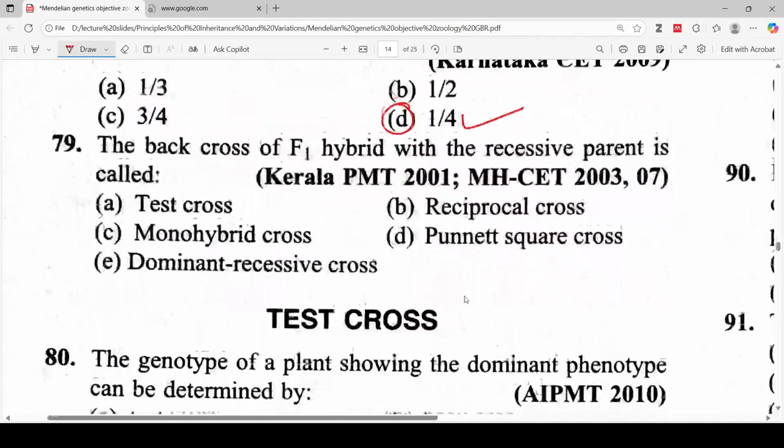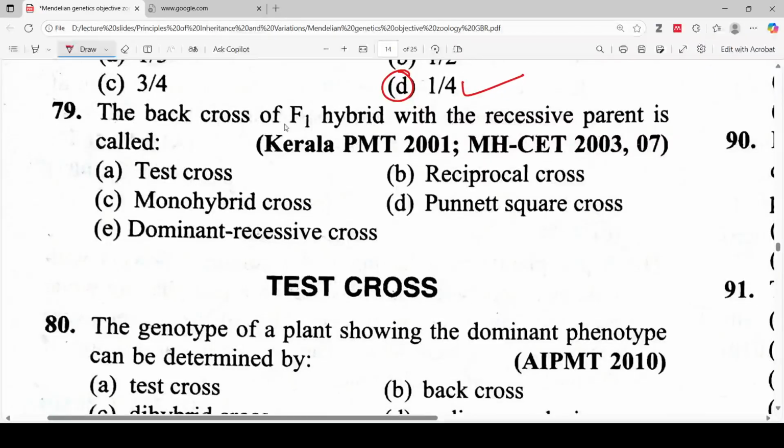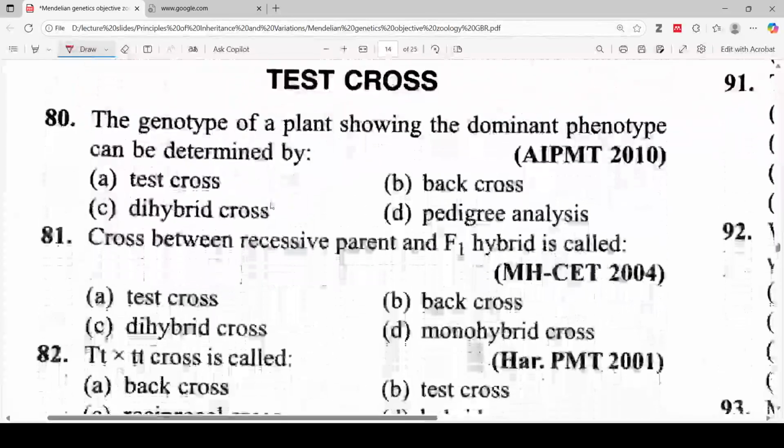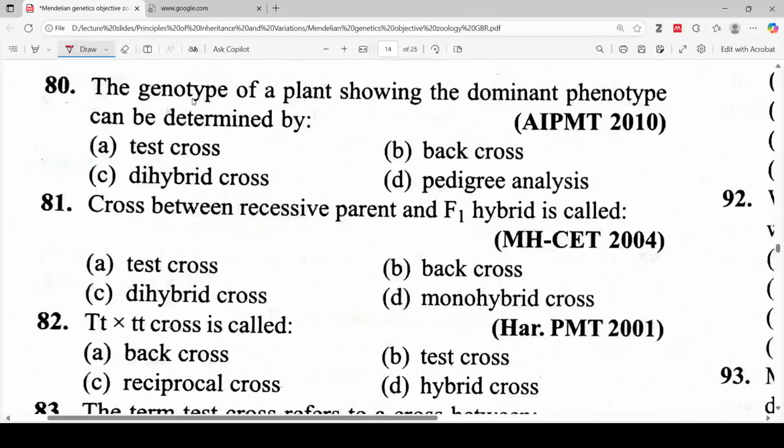Next question. The back cross of an F1 hybrid with the recessive parent is called a test cross. So the correct answer is test cross. Next question. The genotype of a plant showing the dominant phenotype can be determined by. So the correct answer is test cross.